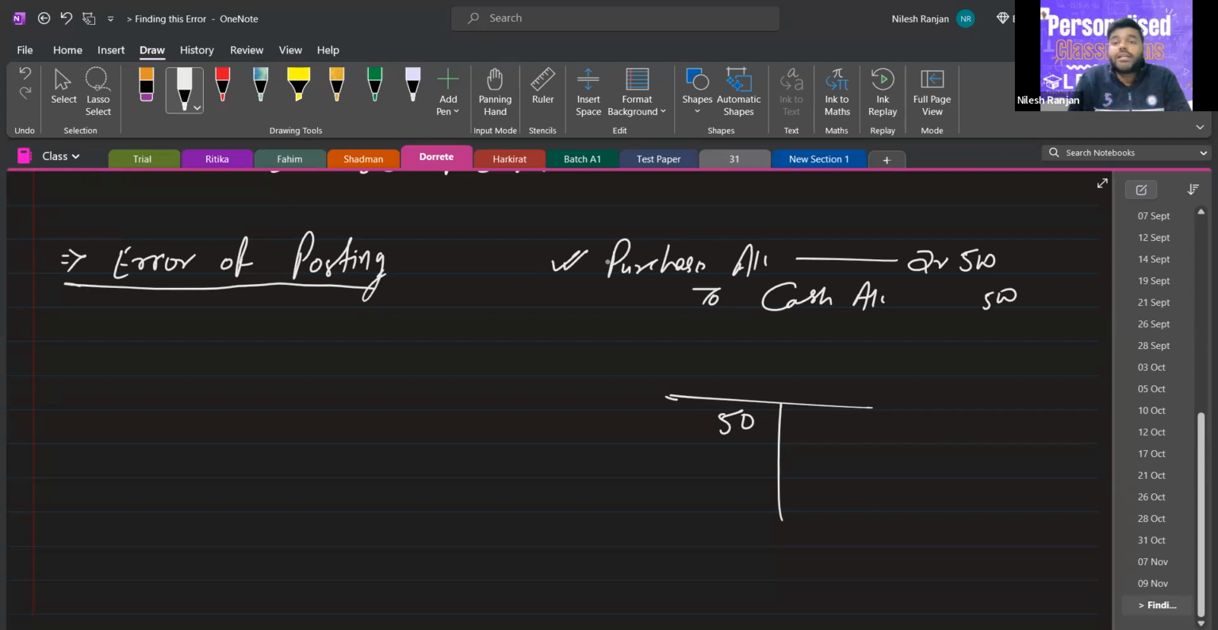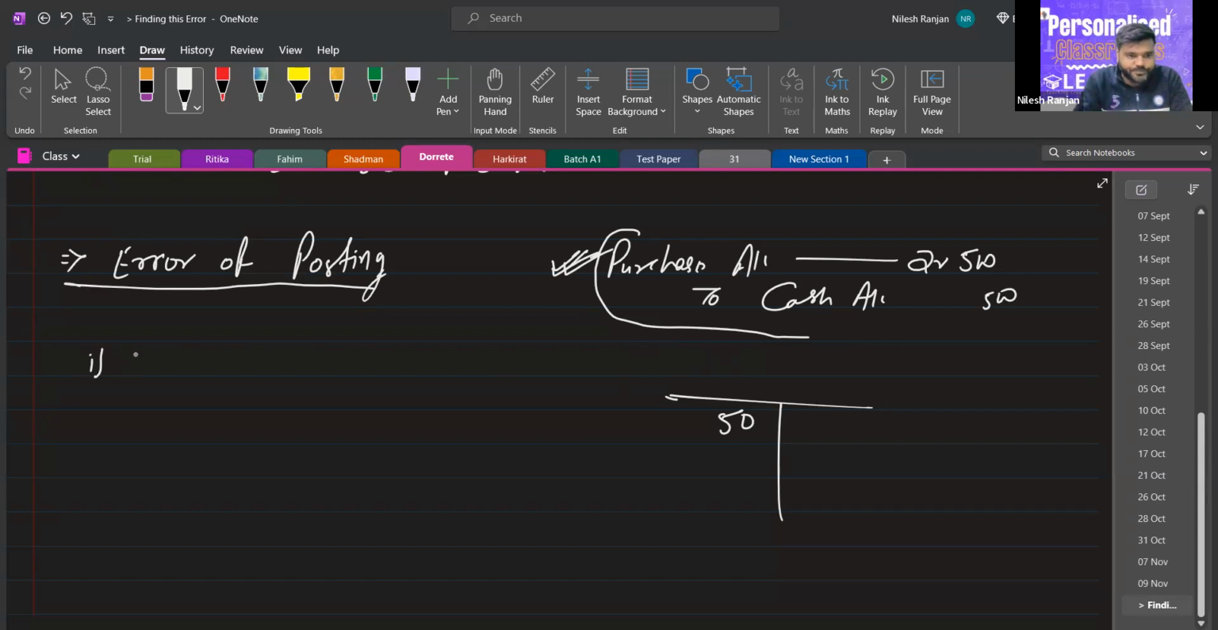The third is error of wrong account posting, meaning you have posted in a different account. The item should go in some other account, but you have written it in another account. So this is called error of wrong account posting, or posting in a wrong account. And the last thing is error of omission, meaning we have not posted in one of the accounts. Let's say we have posted it in purchase account, but not posted in cash account. So this is also error of omission in posting.